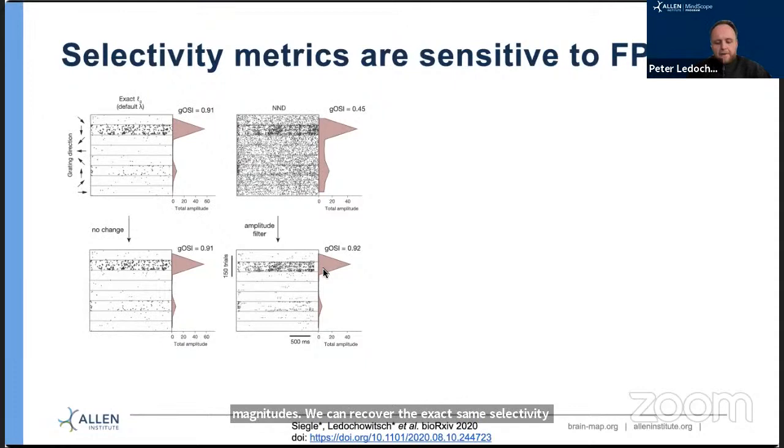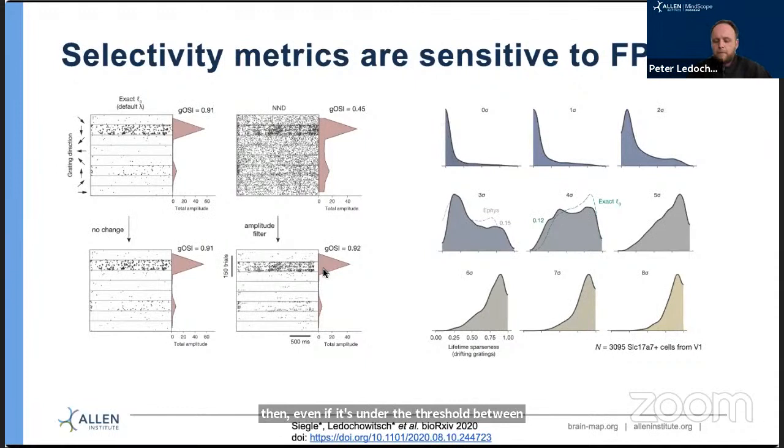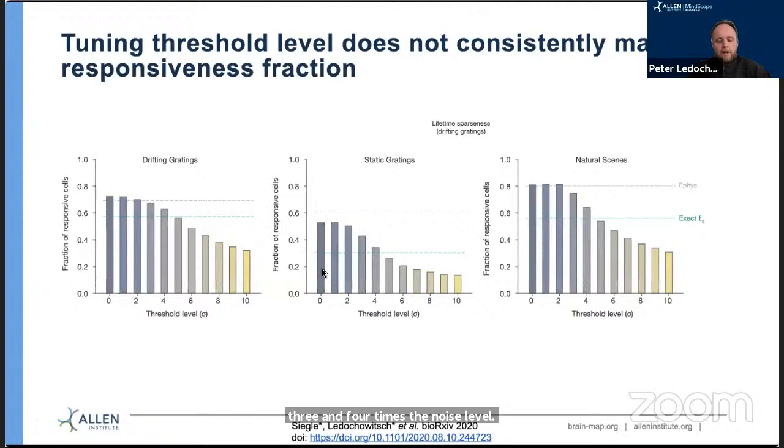So is tuning the event magnitude threshold the solution to matching selectivity distributions across modalities? After all, at zero threshold, we get much fewer selective cells than even in ETHIS. And at a threshold between 3 and 4 times the noise level, we get a pretty good match to the ETHIS selectivity distribution. Not so fast.